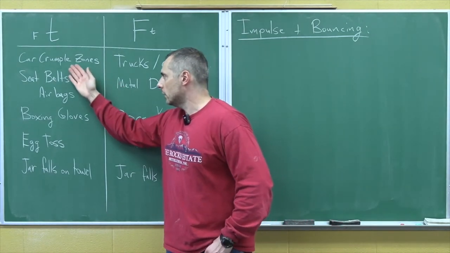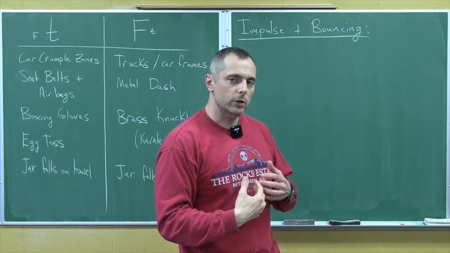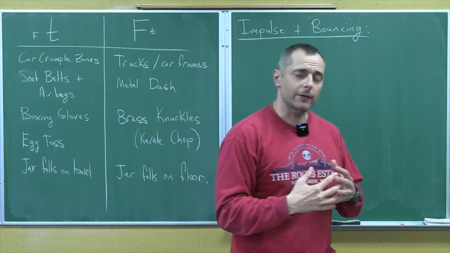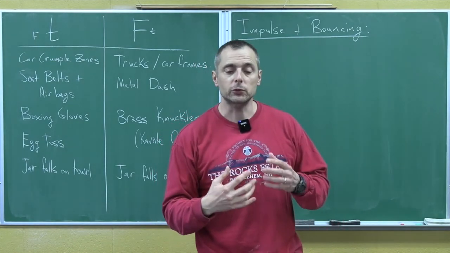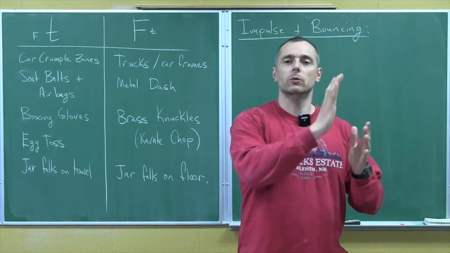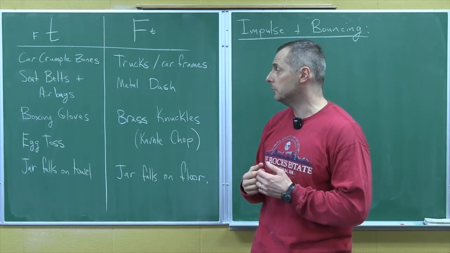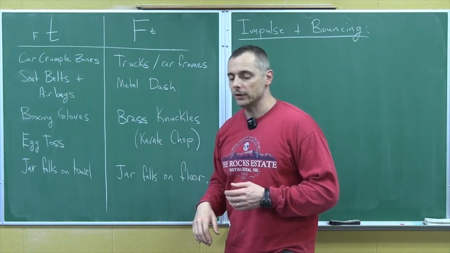Now, related to the car crumple zones are the seatbelts and the airbags. The seatbelts keep you rooted to the car so that you slow down in that gradual fashion, rather than letting the car slow down gradually and then you hit the windshield at 60 miles an hour. Well, that doesn't help. The crumple zones don't help you then. So the seatbelts and airbags achieve that.